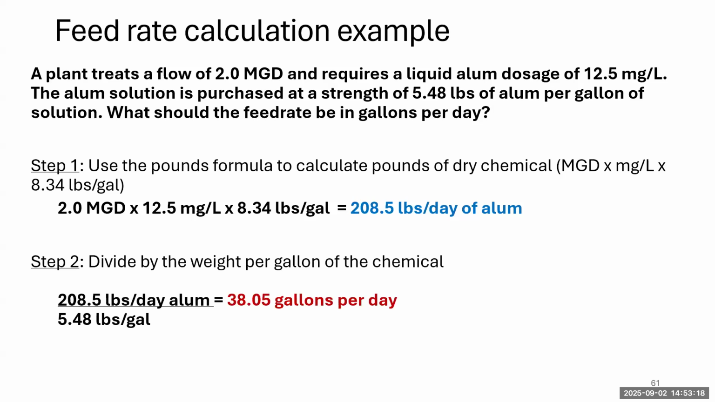And if I were using a chemical feed pump, I may need to reduce that down to gallons per hour so I can have the correct setting. So I might need to divide that by 24, for example, to get gallons per hour.